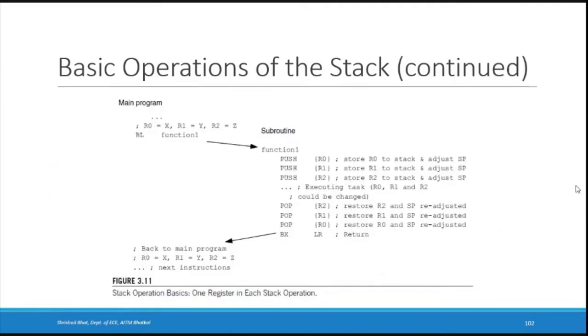So let us take an example. You are writing some main program. In between, there is a branch with link to function 1, right? So you are executing a function. Suppose you are executing a certain function.